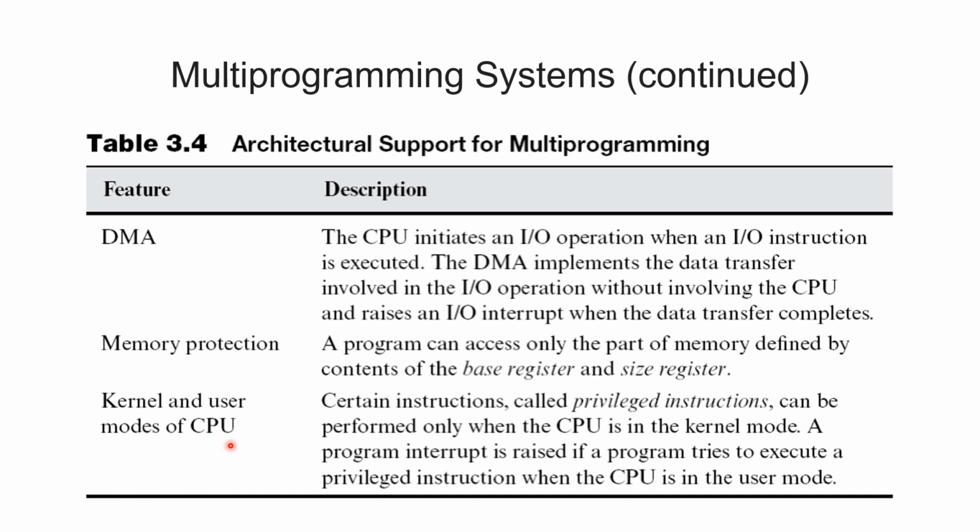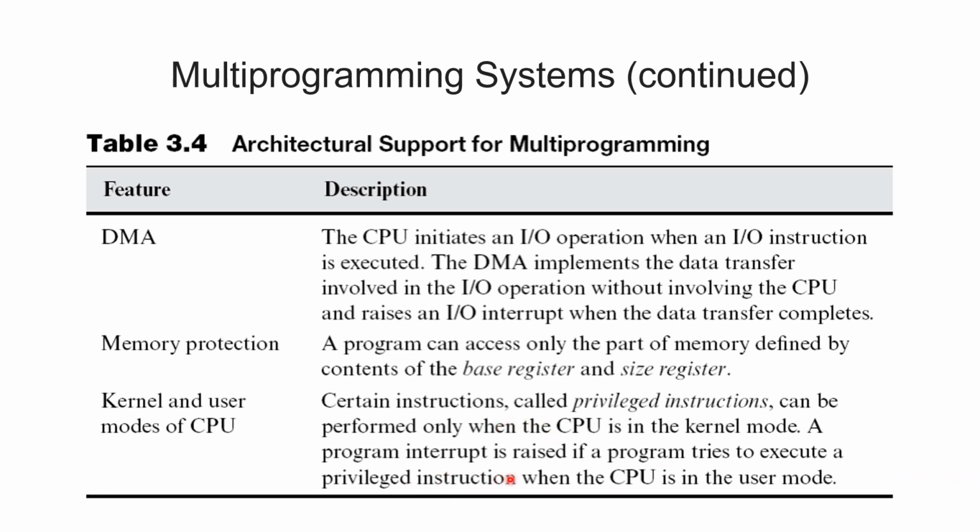Then the kernel and user modes of the CPU. There are two modes of CPU, the kernel mode and the user mode. We know that the kernel is the heart of the operating system, so only the operating system can access the kernel. The kernel executes the background operations. Certain instructions called privileged instructions, which are special kinds of instructions, can be performed only when the CPU is in kernel mode.